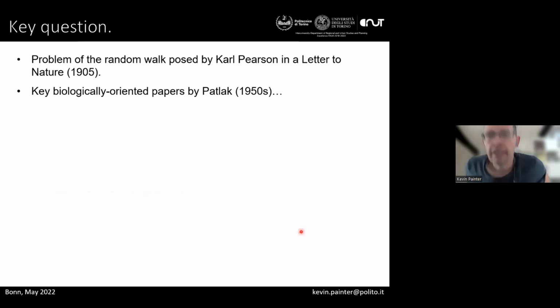Okay, so this question of connecting a random walk model to a partial differential equation comes from an old problem that's been studied by lots of people over the years. The whole problem of the random walk was first proposed by Karl Pearson in a letter to Nature in 1905.